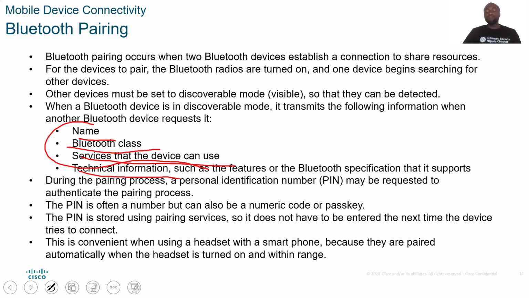During the pairing process, a PIN number may be requested for you to authenticate. So I want to connect my phone with another device, and I'm using Bluetooth, so it will generate a particular number for me to verify and authenticate. The PIN is stored using pairing services, so it does not have to be entered every time you connect to it.